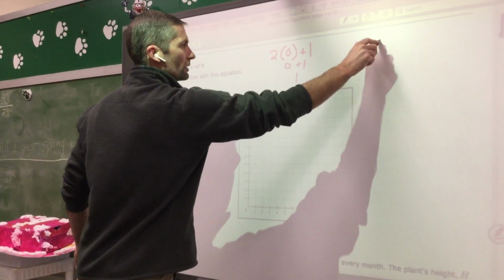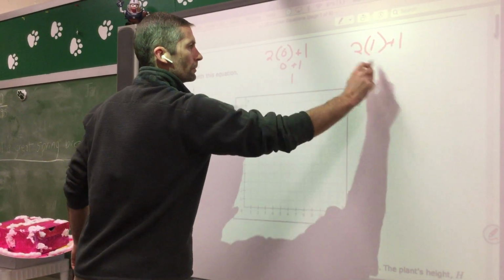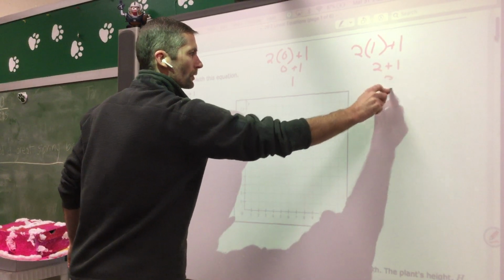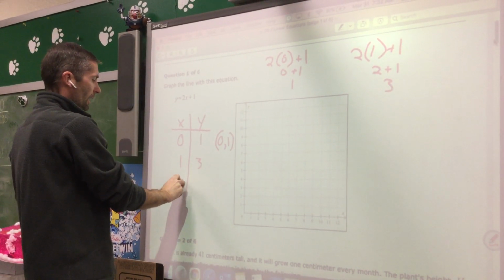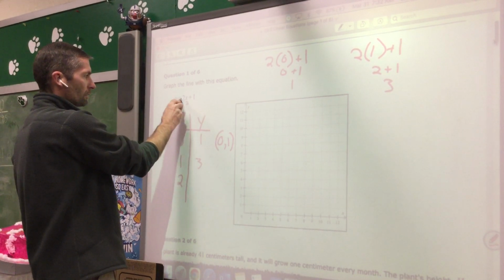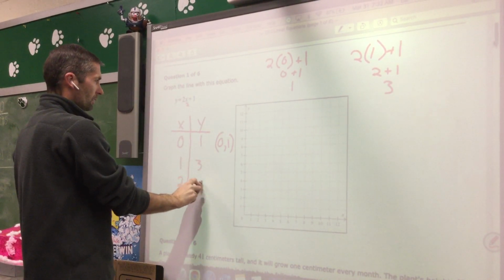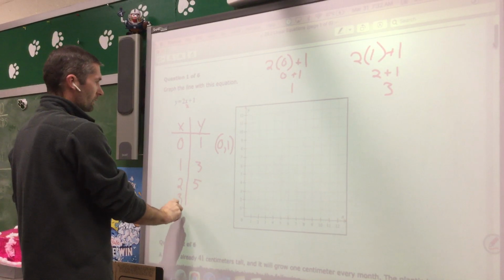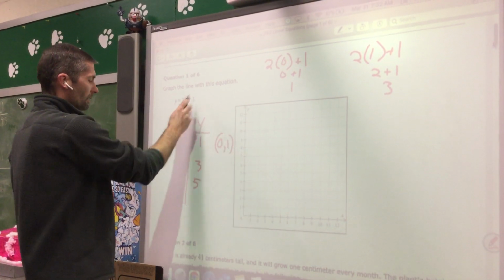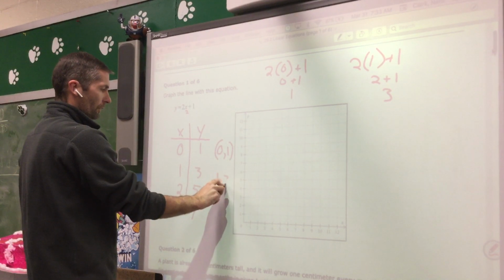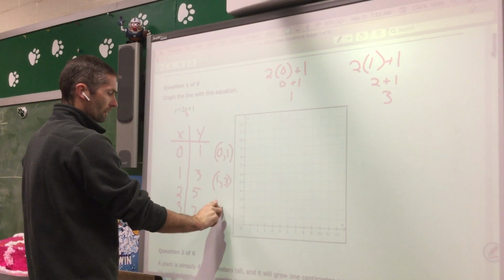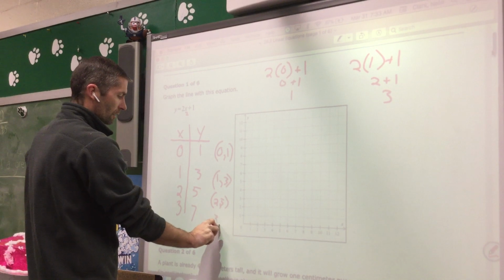Then we have 2 1s plus 1. So that's 2 plus 1, 3. So x is 1, y is 3. When x is 2, we put 2 in there. 2 2s is 4 plus 1 is 5. And when x is 3, 2 3s is 6 plus 1 is 7. So we have the ordered pairs 0 1, 1 3, 2 5, and 3 7.